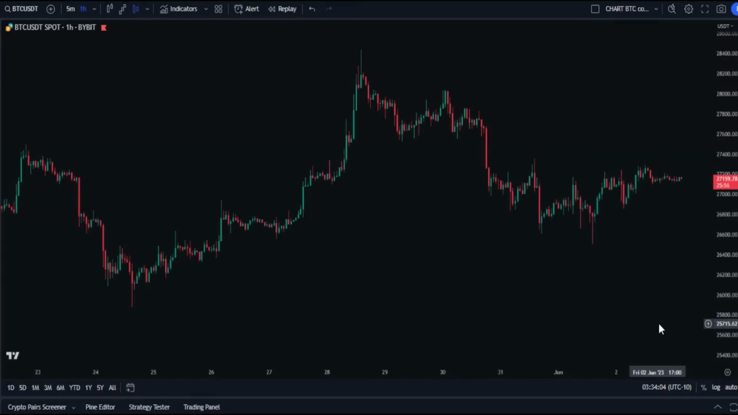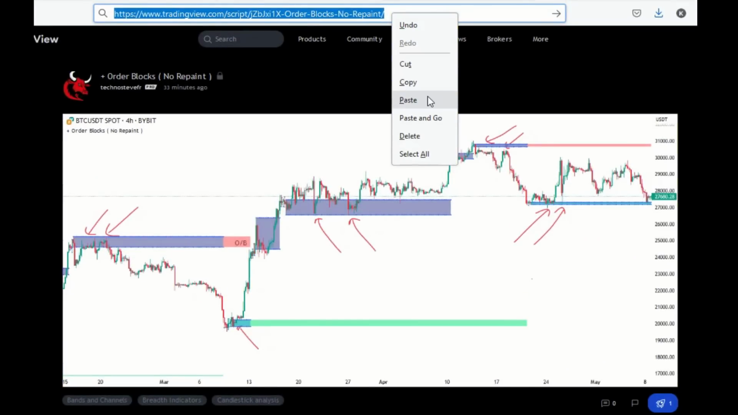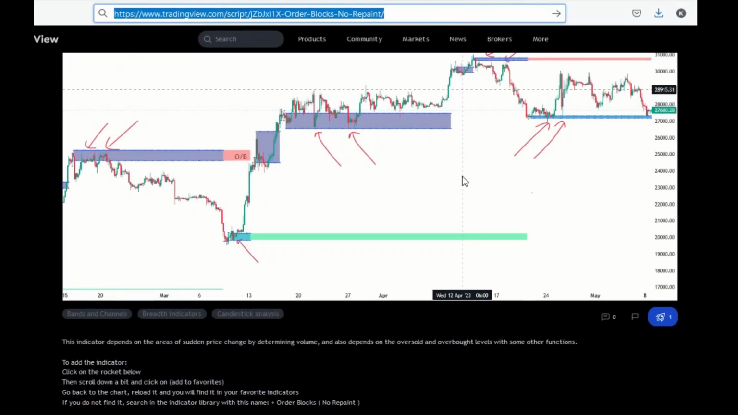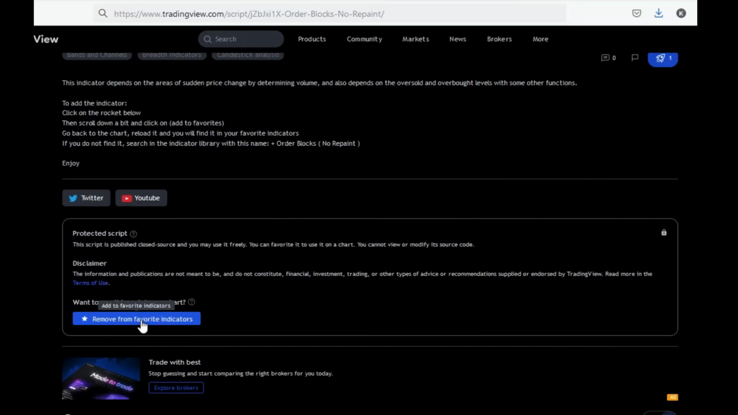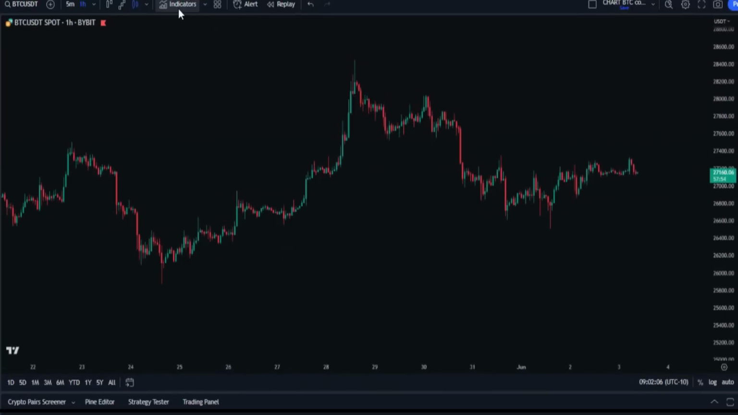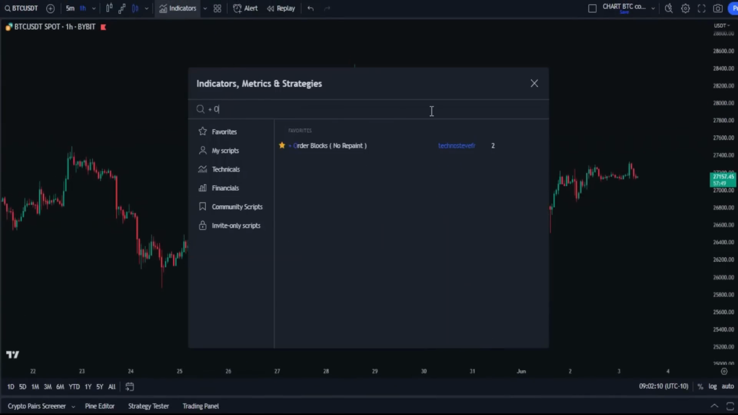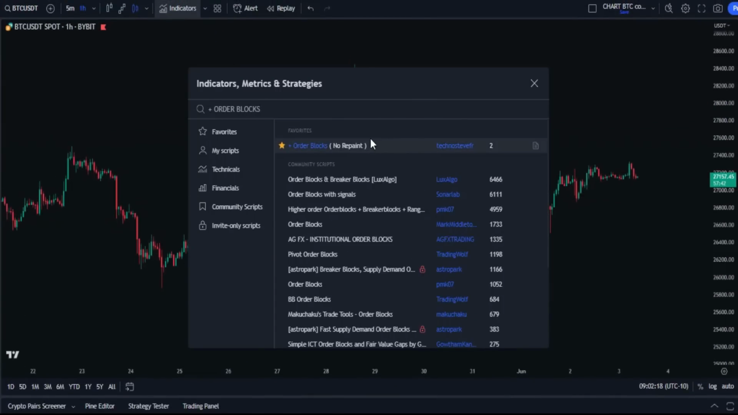Well, to get this indicator, copy the link below the video, paste it into your browser, and when this page opens, scroll down a bit until you reach this button and click on it to add it to your favorites list. Now go back to your chart, open the indicators box, and in the search field type plus order blocks, and the indicator will appear here. You can also find it without searching in the favorite section here.